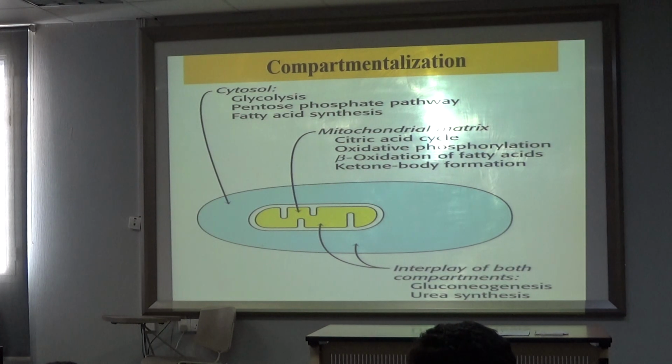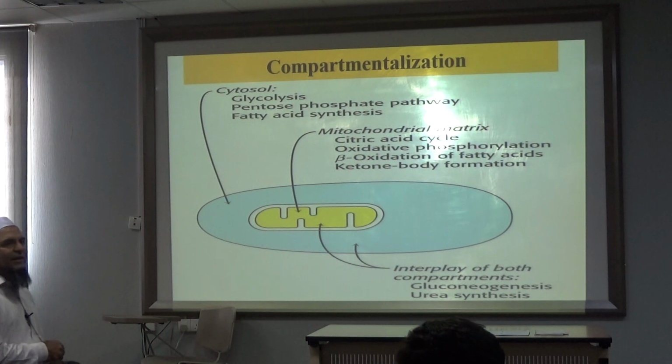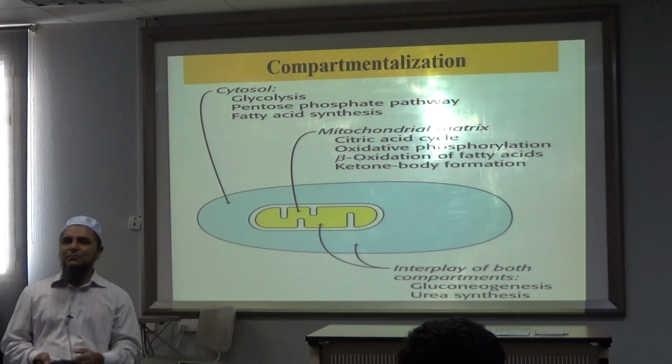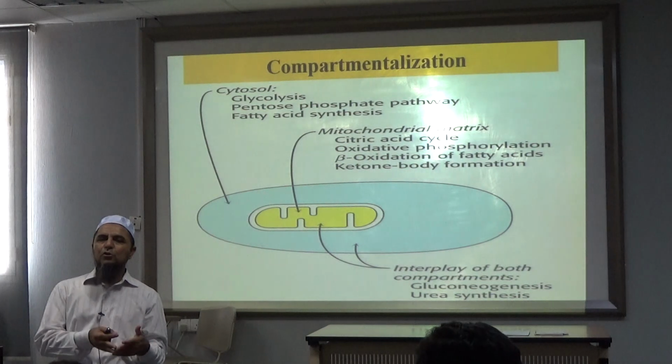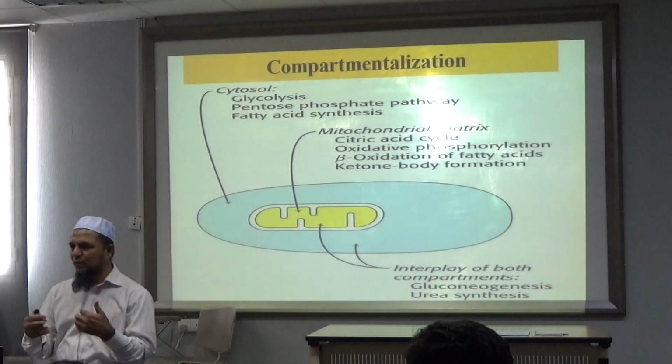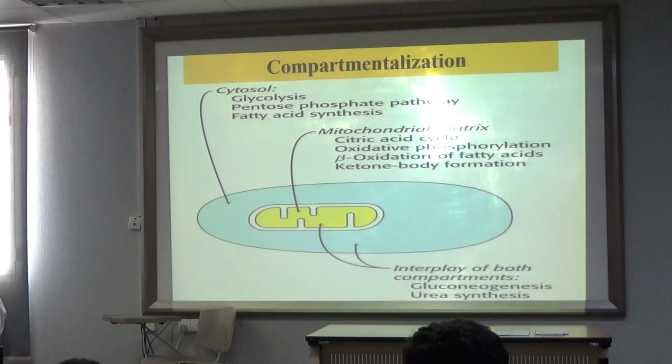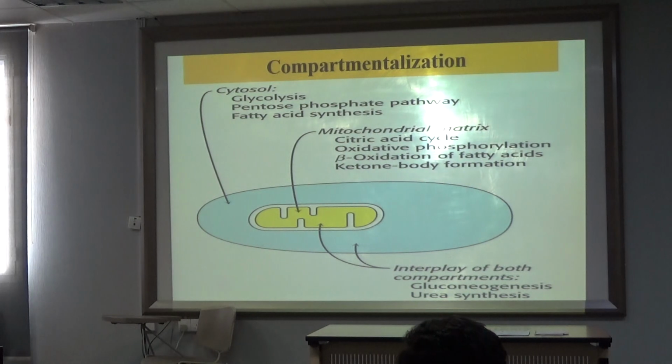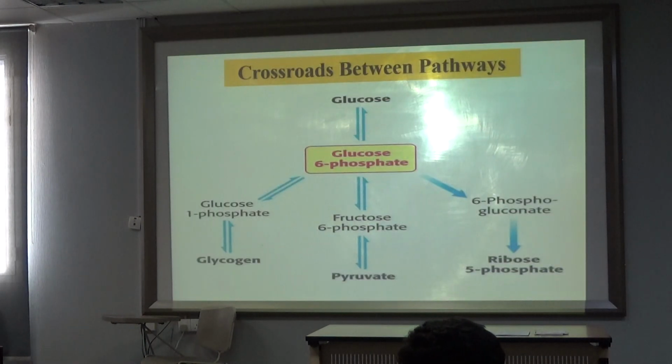However, like gluconeogenesis and urea synthesis, they have some enzymes in the cytoplasm and some enzymes in the mitochondria, so they have a dual action, a dual site. They are completed in two sites, the cytoplasm as well as the mitochondria. So this is the compartmentalization depending upon the presence of the enzymes.